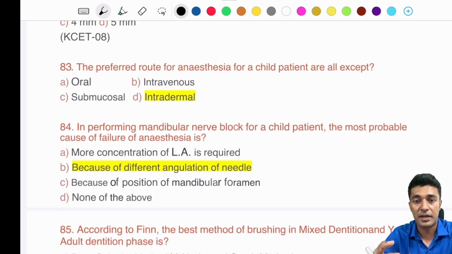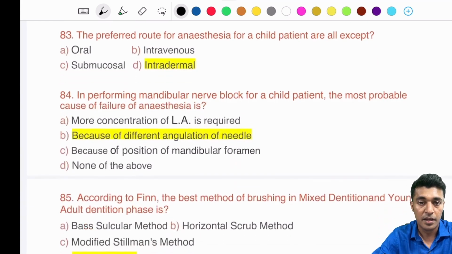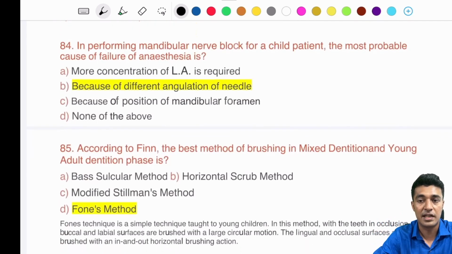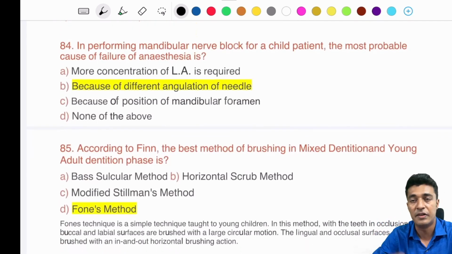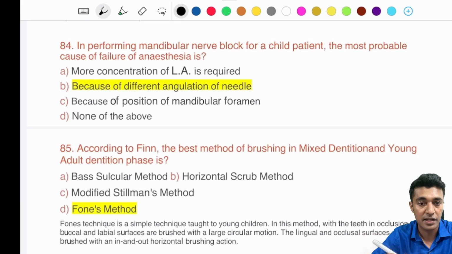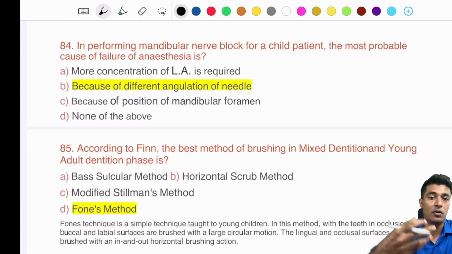The preferred route of anesthesia for a child is all except. The best one is the oral, then there is IV, IM, submucous, but not the intradermal. In performing mandibular nerve block for a child, the most probable cause of failure is a different angulation of the needle. The needle should be directed more inferior for the mandibular nerve block in children and more superior in adults because of the location of the foramen.